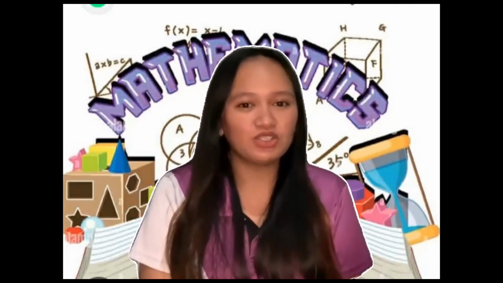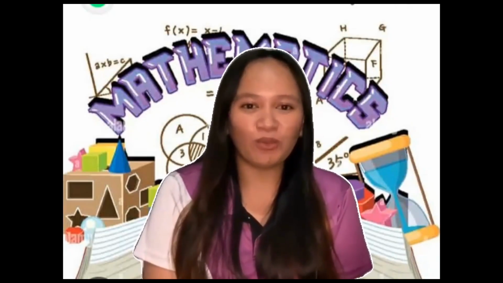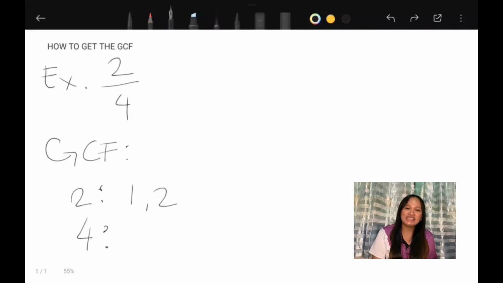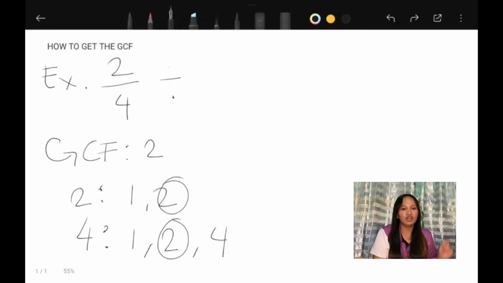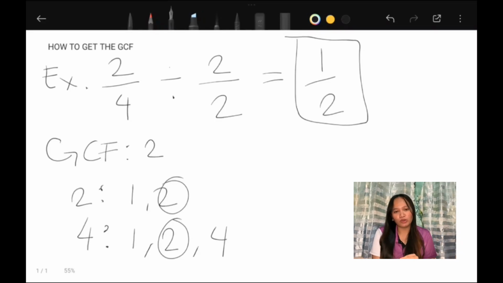And take note, to reduce the fraction to its simplest form, we should find its GCF or greatest common factor. For example, 2/4, their GCF is 2. So 2 should be divided to both the numerator and the denominator. So 2 divided by 2 is 1, and 4 divided by 2 is 2. Therefore, the simplest form for 2/4 is 1/2.